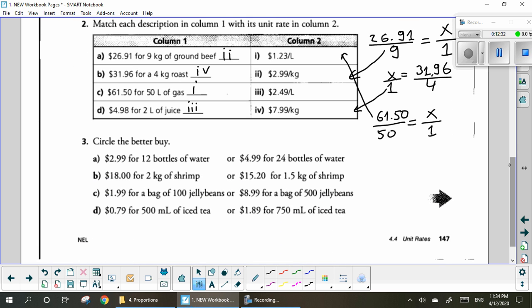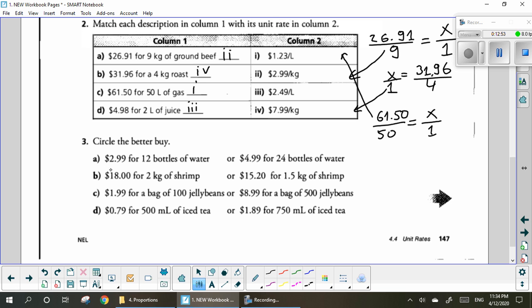The next question. So this is really where it matters when you go to shop. This is the kind of decision you will have to make, and these are the kind of calculations you should make because it will save you money. So in each one of these questions you have two options, and you have to decide which one is actually a better buy.